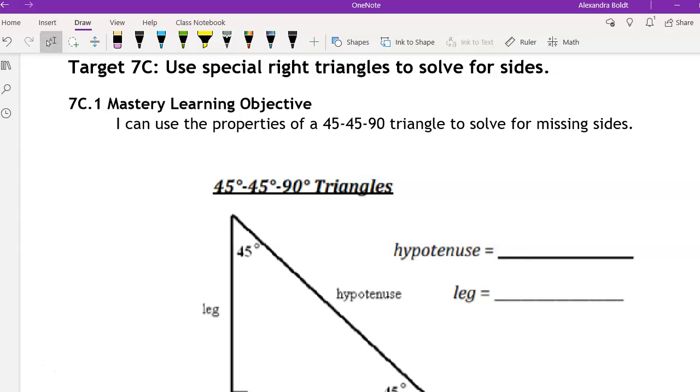So what we're doing in Target 7C is using special right triangles to solve for sides. Okay. So we have a 45, 45, 90 triangle. That's the first triangle we're going to look at. And what that refers to is the angles. Okay, so it's 45 degrees, 45 degrees, and 90 degrees. Okay, so you can see that here.